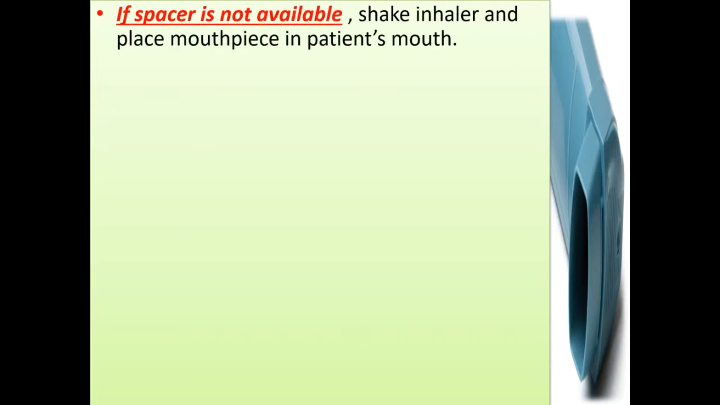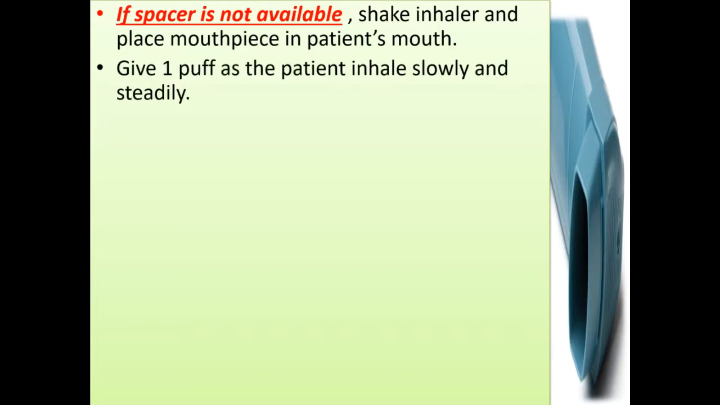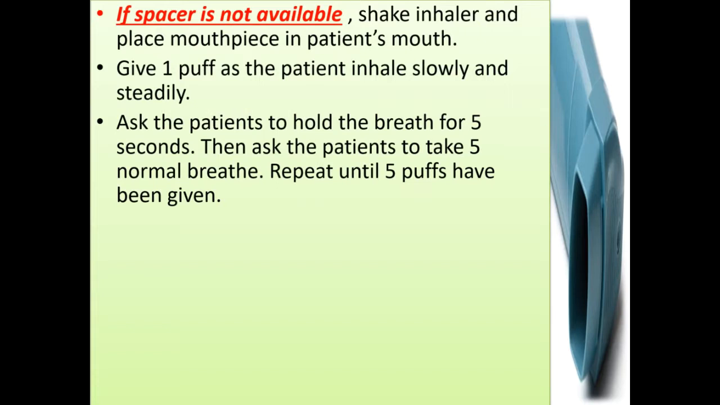If a spacer is not available, shake the inhaler and place the mouthpiece in the patient's mouth. Give 1 puff as the patient inhales slowly and steadily. Ask the patient to hold the breath for 5 seconds. Then ask the patient to take 5 normal breaths. Repeat until 5 puffs have been given.